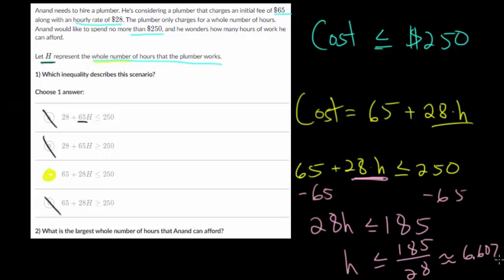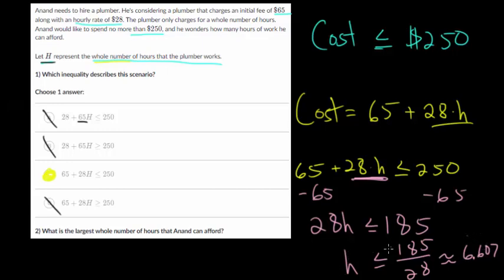And I'm rounding it here, so the decimal actually just keeps going for a while. So this is roughly what H has to be less than or equal to. And we know that the plumber only works in whole number of hours. So he can only work 1, 2, 3, 4, 5, 6, 7, 8, and so on. So he's not going to work 6.607 hours. So he's either going to work 6 hours or 7 hours.